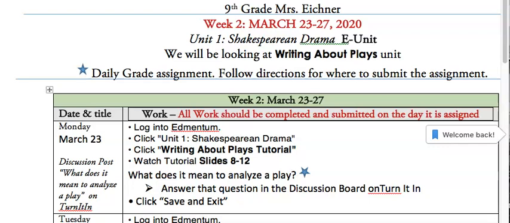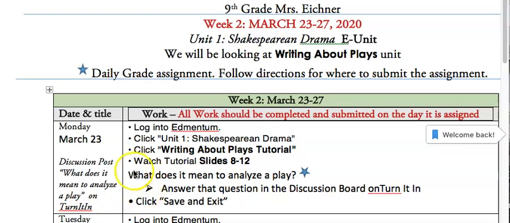Hey, ninth grade. I just thought it would be helpful to give you some steps that will help you to get the most out of watching your Edmentum tutorial slides and also help you do your best with the writing assignments that you need to submit. Right now, I'm just giving feedback, so make sure you use this feedback so that you can do well when I start to assign grades.